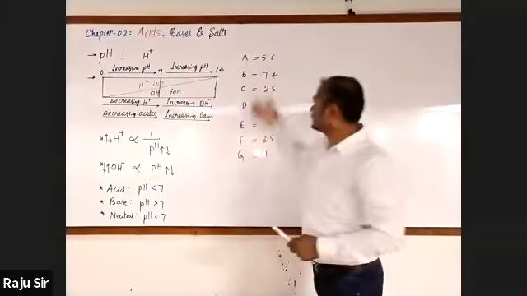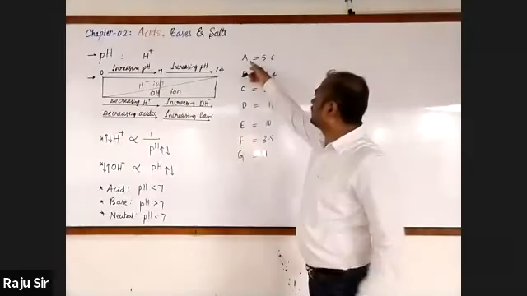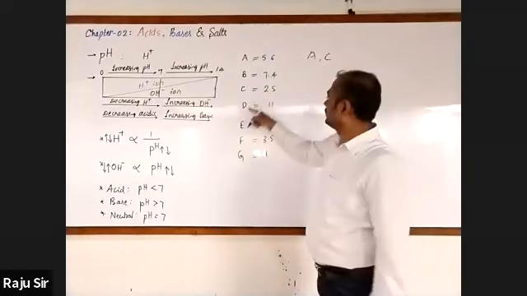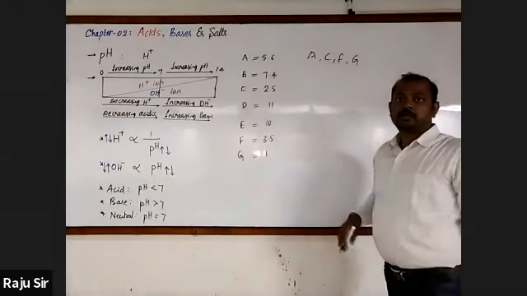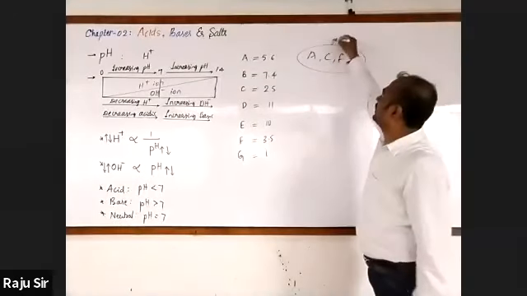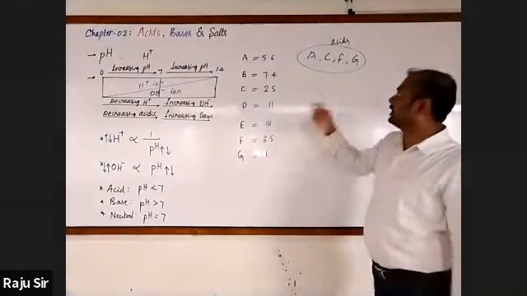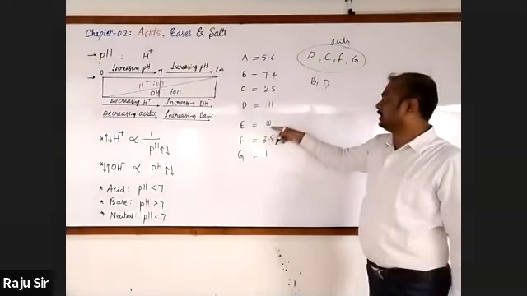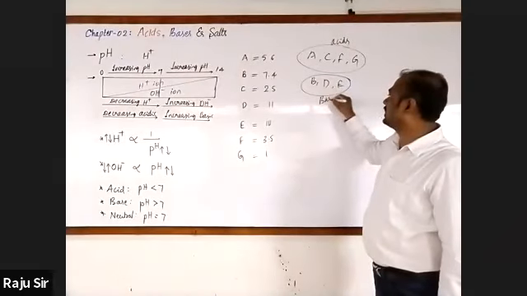Now, among these 7 compounds, which are acidic in nature, less than 7? They are A, C, F and G, whose pH value is less than 7. Therefore, you can say that these are acids. And which compounds are basic in nature? The rest. One is B, next one is D, and another one is E, whose pH value is more than 7. You can say that these are the bases.